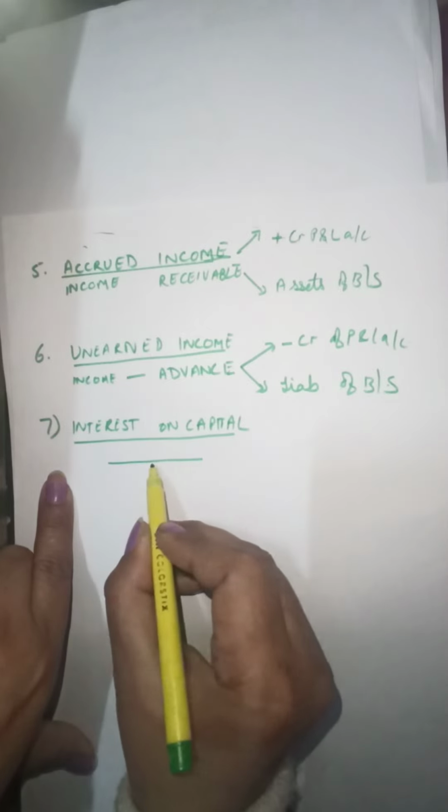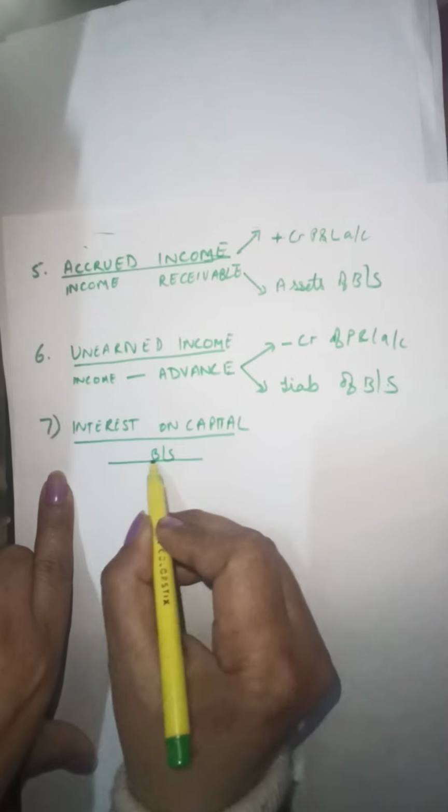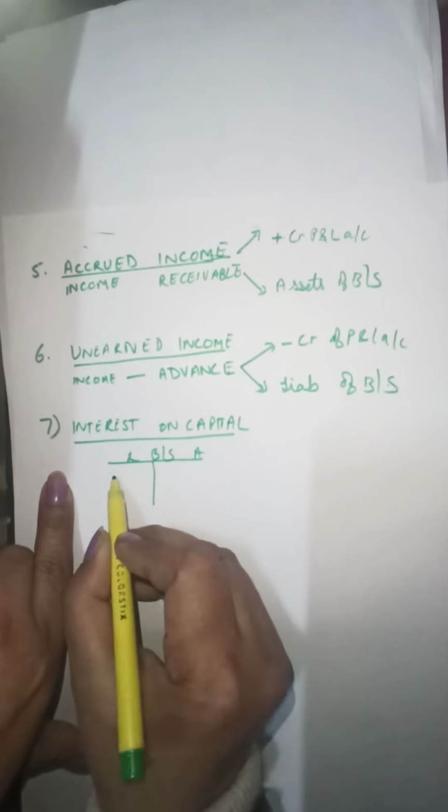That is why capital is always in the balance sheet. Suppose this is the balance sheet. On the liability side, this capital is shown here.